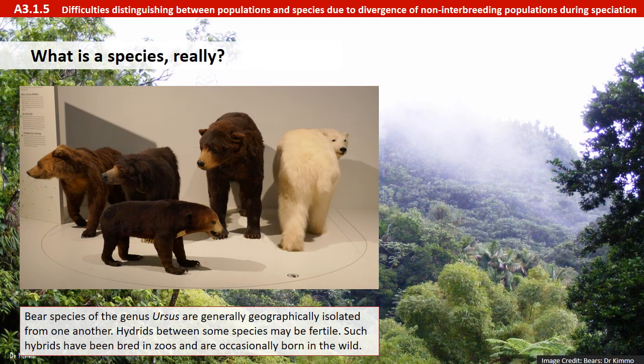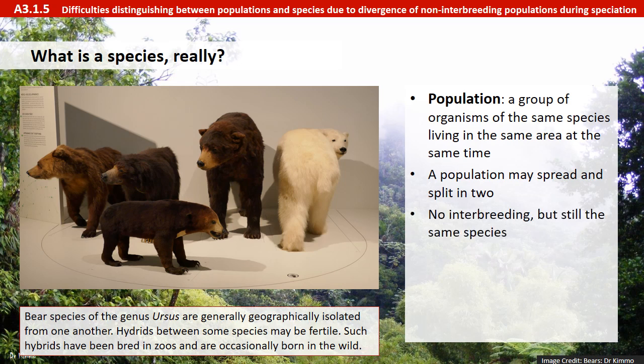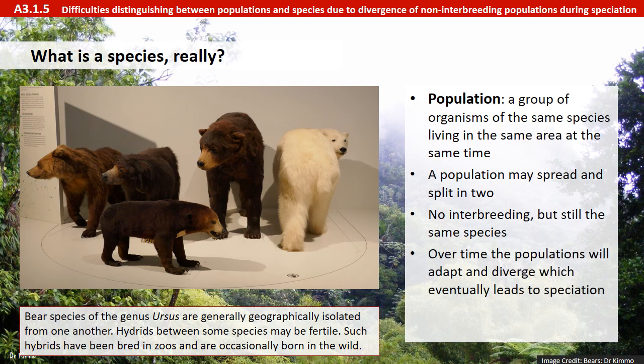Several individuals of the same species form a population. The definition is a group of organisms of the same species living in the same area at the same time. A population may grow in size, it may spread over a larger area and eventually split in two. Then there might not be any interbreeding between these two new subpopulations, but we would still consider them as belonging to the same species.